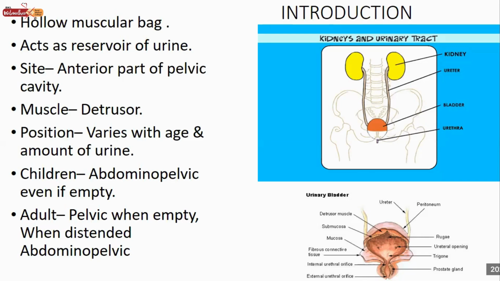Even if we say it is in the lesser pelvis, the site varies depending upon the age and as well as whether the bladder is empty or full. In children, even if the bladder is empty, it is abdominopelvic, and also when full, it is abdominopelvic. But in an adult, the empty bladder is present in the pelvis or pelvic cavity, and when it becomes full, then it becomes abdominopelvic.